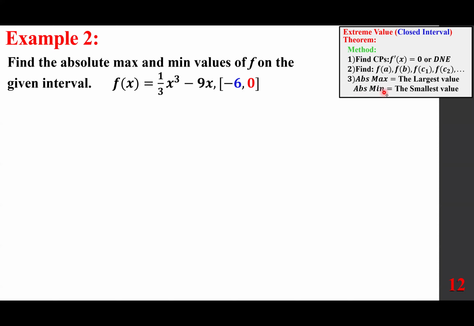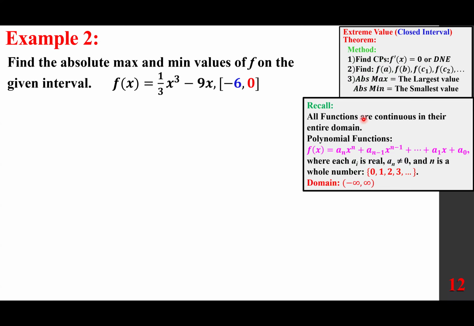Here's the process. But before we go over there, it's important to know you have to mention what type of function you have, what is the domain of the function on a regular basis, and whether or not this given interval works. So to do so, I'm going to remind you of a couple of things. Number one, all functions are continuous in their entire domain. I want to elaborate on that.